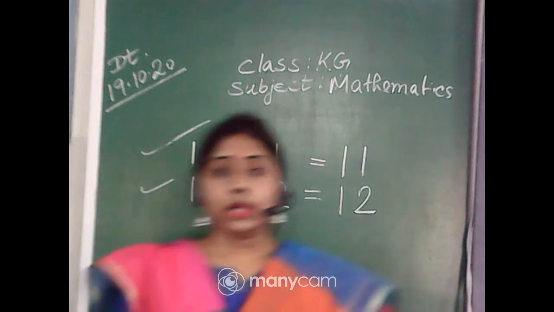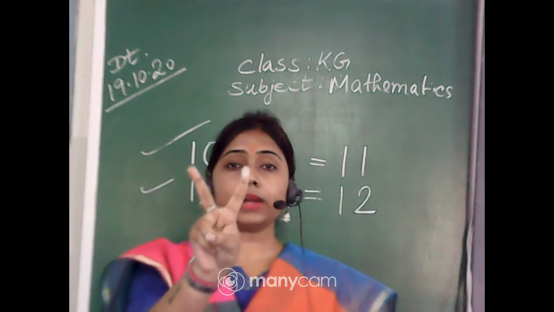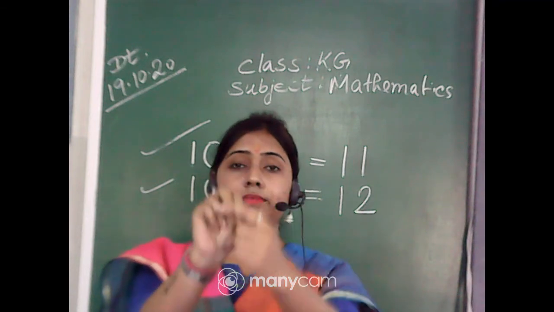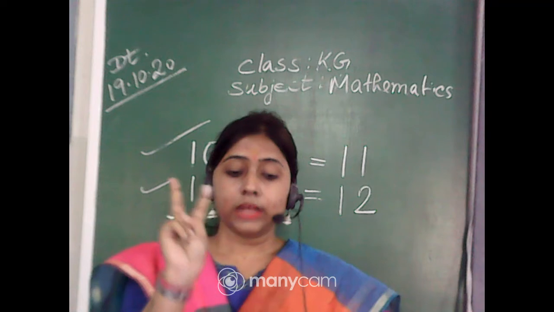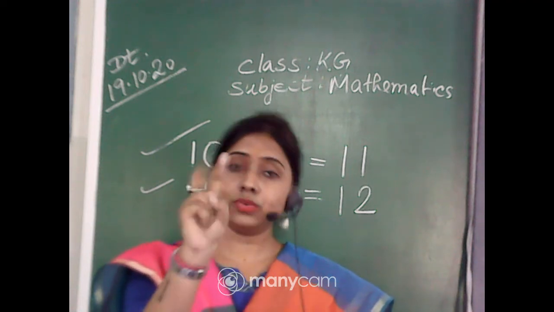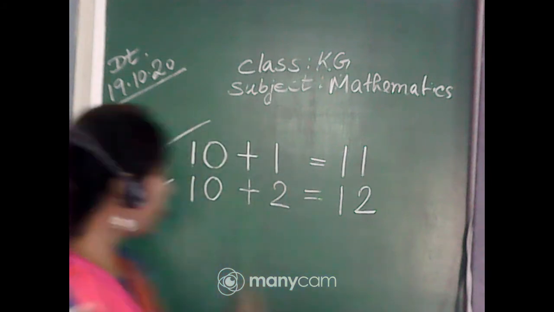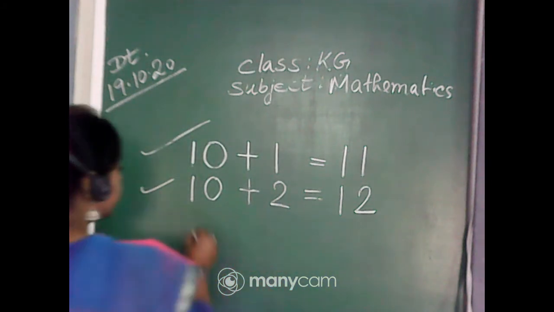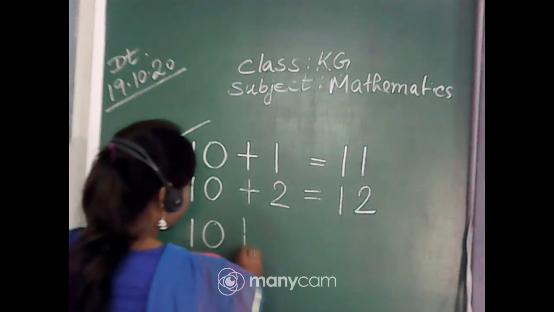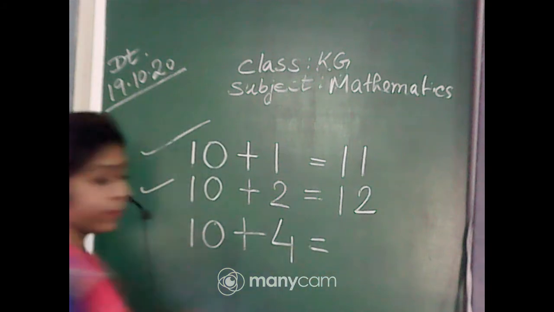Okay, so first I am showing 1, 2 and 10, after 10 comes 11, 12. Okay, so 10 plus 2 is equal to 12. Then after that, I have written here 10 plus 4.